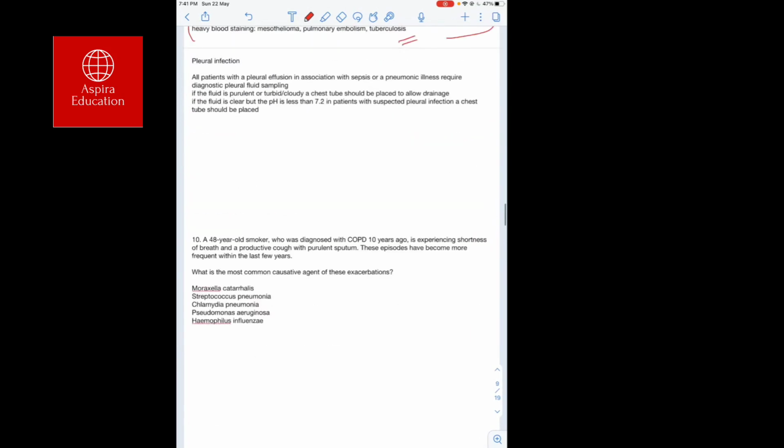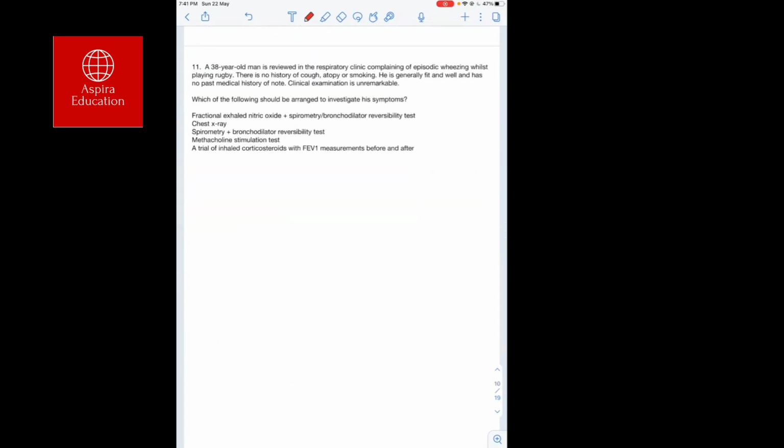Okay, now we'll be moving to some questions. For this question, you can also open up your mic. A 38-year-old man reviewed in the respiratory clinic complaining of episodic wheezing while playing rugby. There is no history of cough, atopy, or smoking. He is generally fit and well and has no past medical history of note. Clinical examination is unremarkable because it is in between, when he is not having any symptoms.